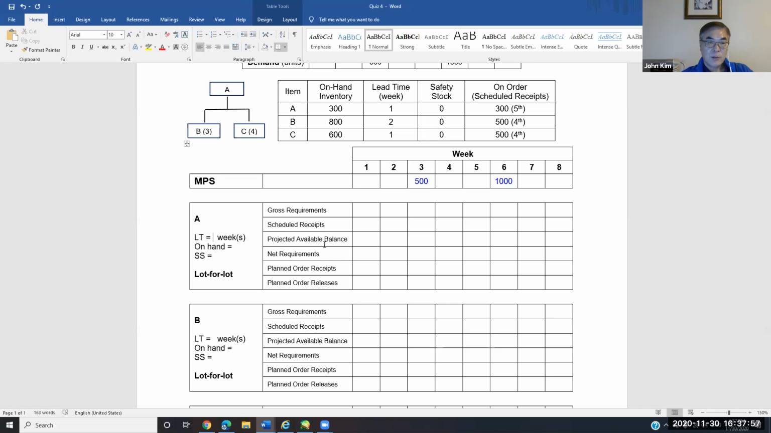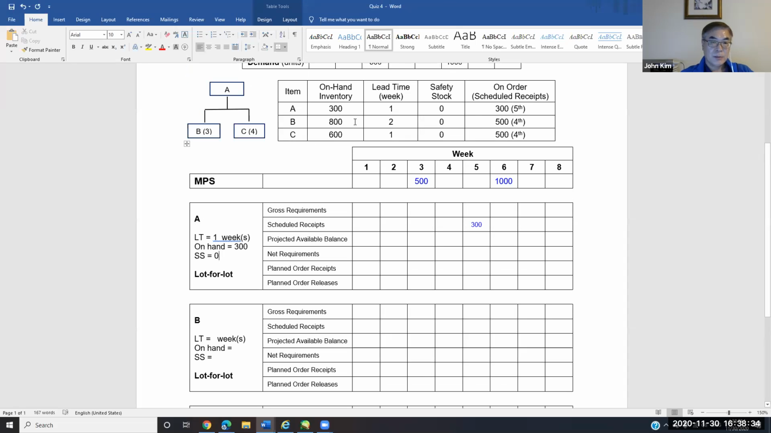Lead time is 1 for item A. Then on hand, 300. Then scheduled receipt, 300 in week 5. And safety stock is 0.